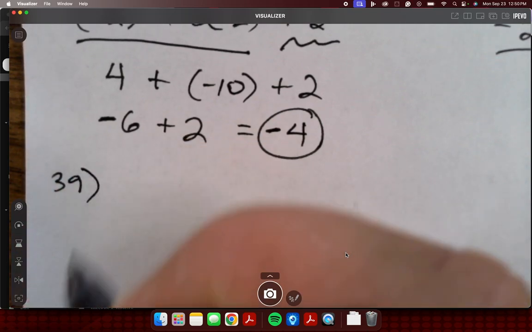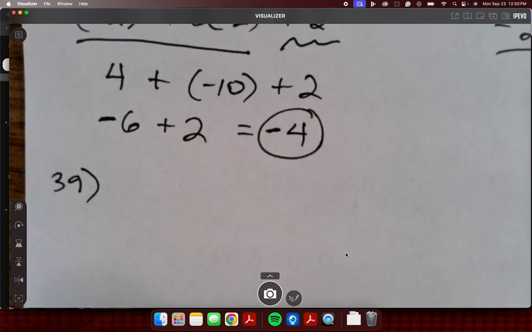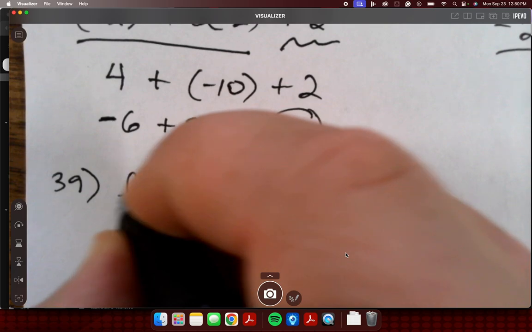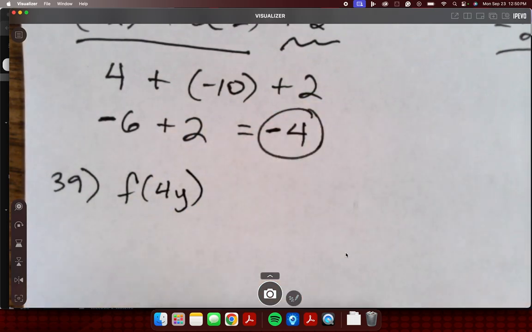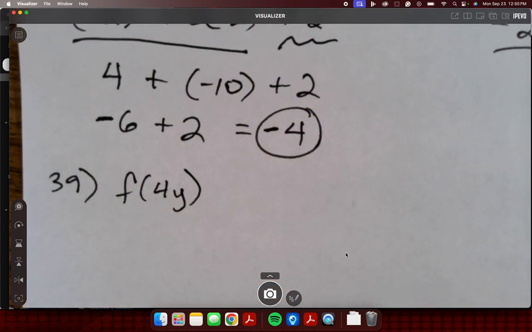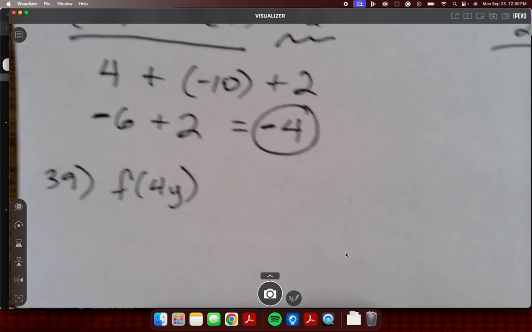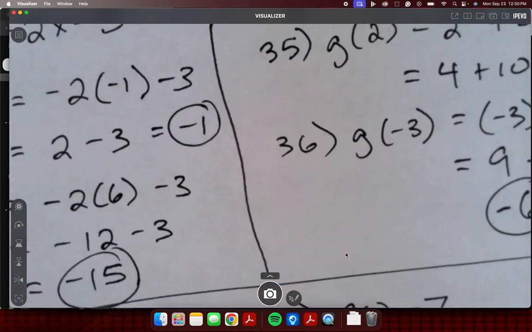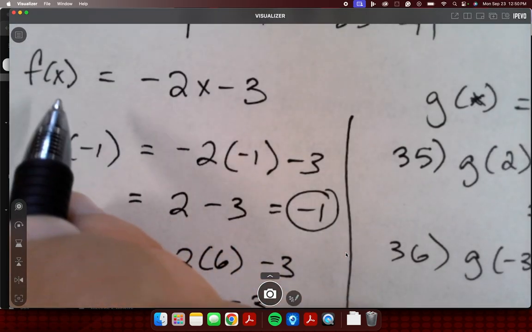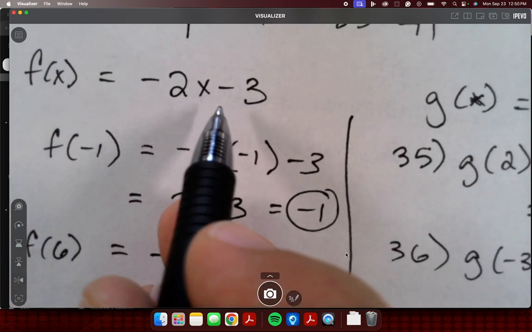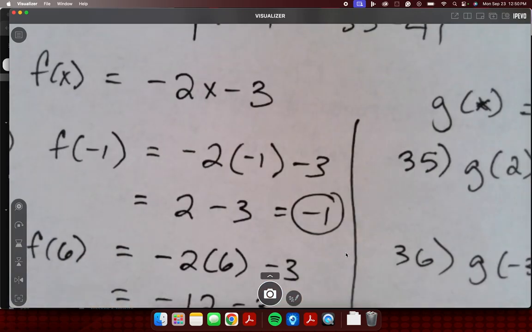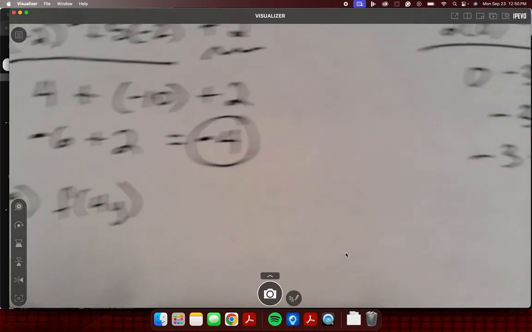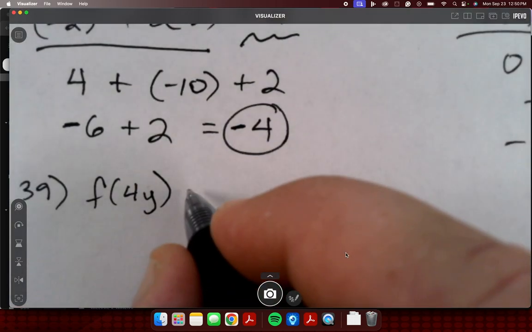Okay, 39. They mix in some variables this time. They tell us to plug 4y in for x. So we're going to replace this x right here. This is the original function f. We're going to replace that x with 4y. Because whatever's in parentheses, you plug it in for x.